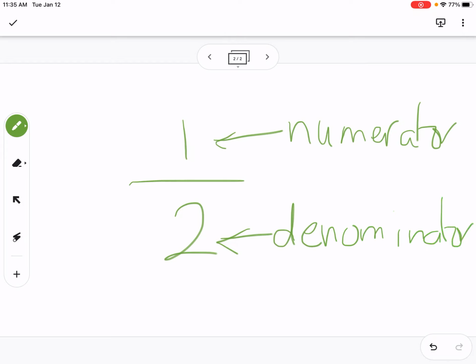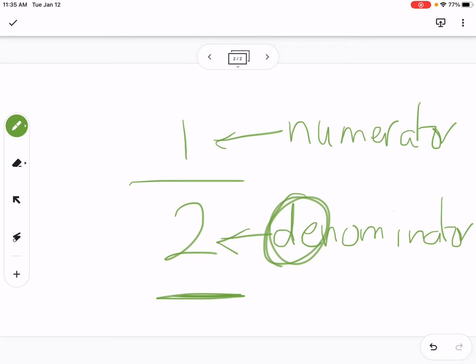The way I remember the difference between the two is denominator starts with D. It's the same letter that the word down begins with. So it reminds me that the denominator is on the down side of the fraction. So fraction's got two numbers in it, a top number, a bottom number. Top number is called the numerator. Bottom number is called the denominator.